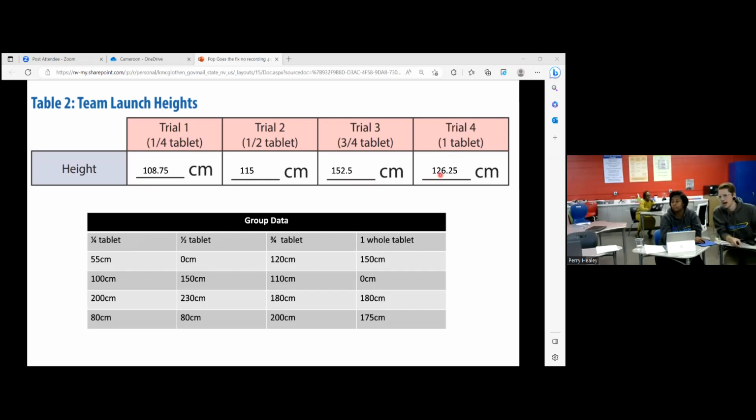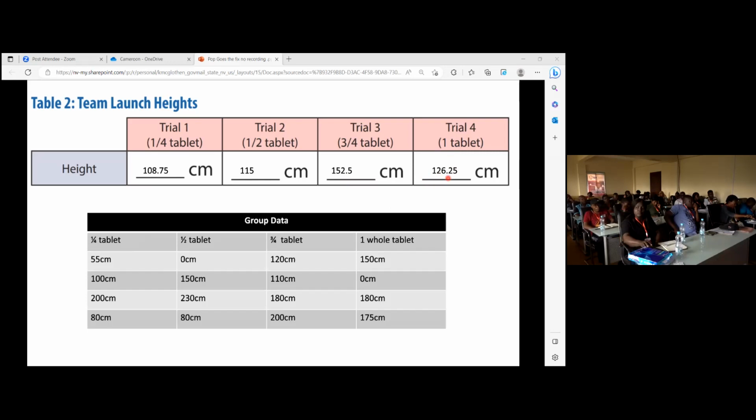Are there any questions about how we find averages or how we collect the information? I have a question, but not about averages or how the information is collected.